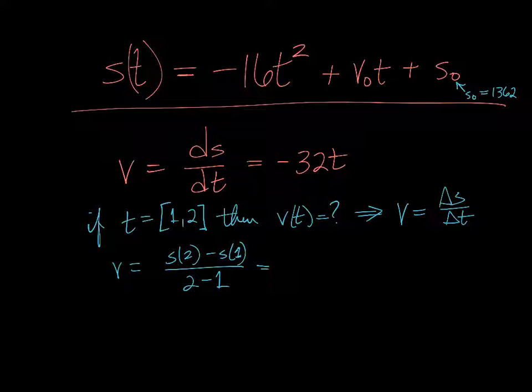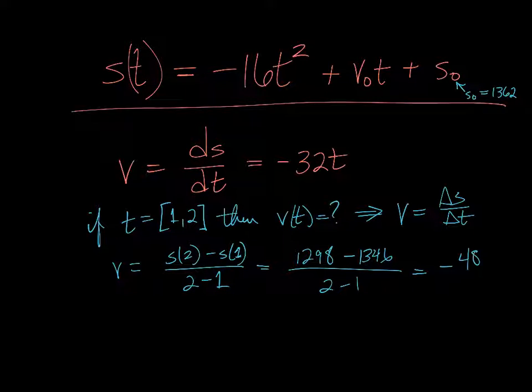So that means, given how that function plays out, you would have had 1298 minus 1346 over 2 minus 1, and that would give you a negative 48 feet per second, since we're dealing with feet here. Okay. So over that time interval, by plugging in the position change over the time change, we get this function. All right.